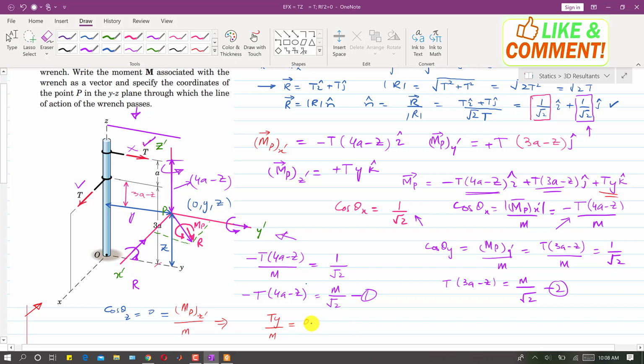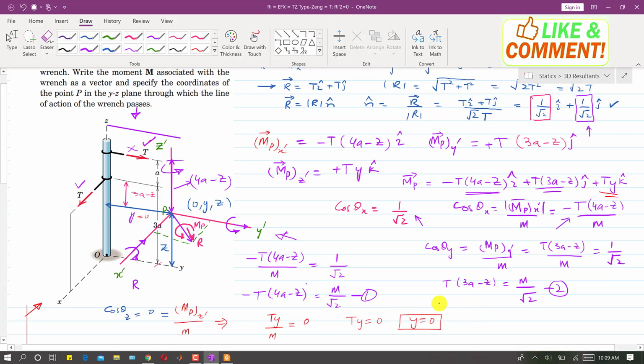So we can write from this equation that ty is equal to 0. This means that the y coordinate of the wrench resultant is 0, right? So either t could be 0 or y could be 0. So we can say that y is equal to 0. This is one of the coordinates of that point P. So this means that this point P is somewhere here on the z axis, right?